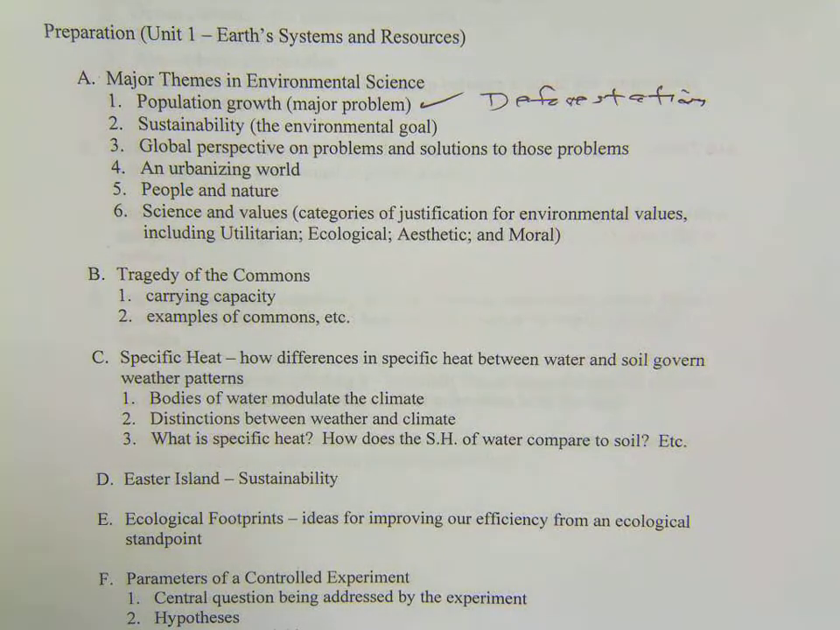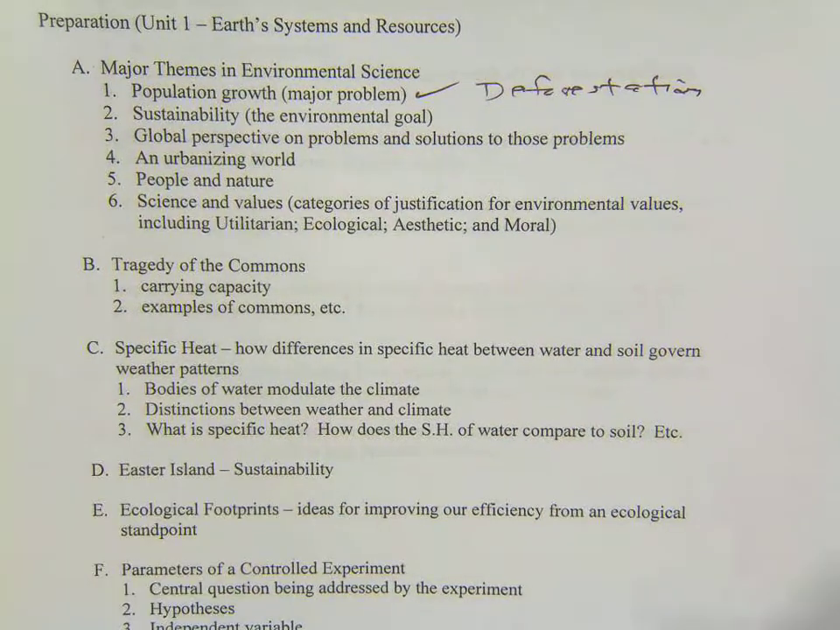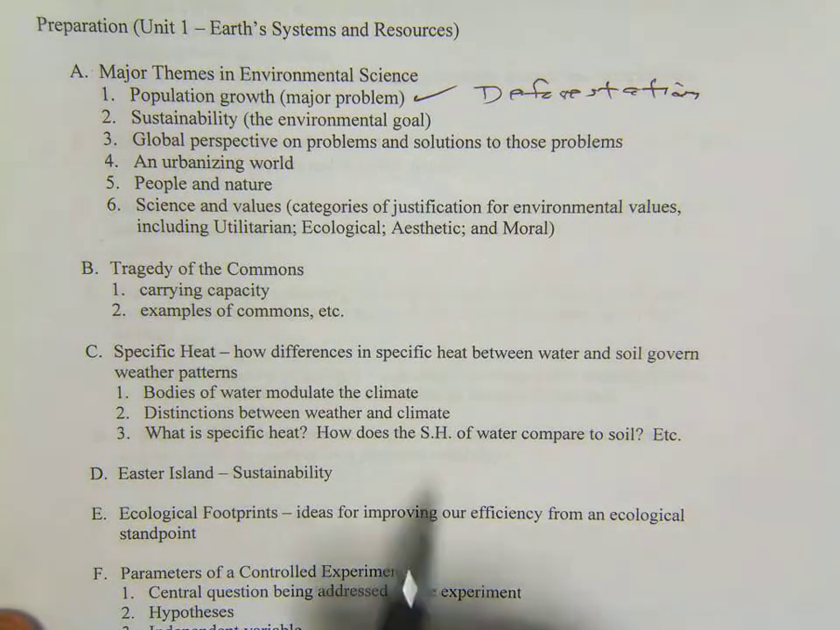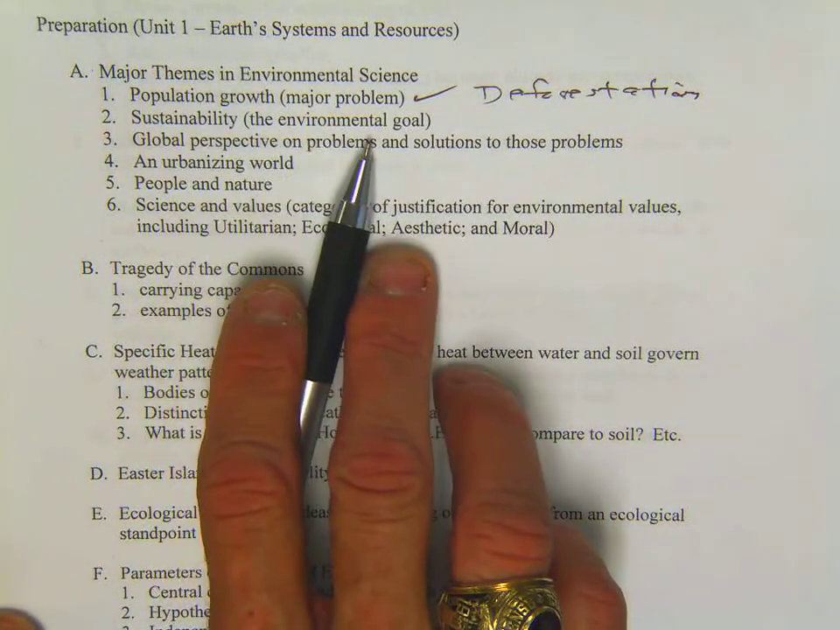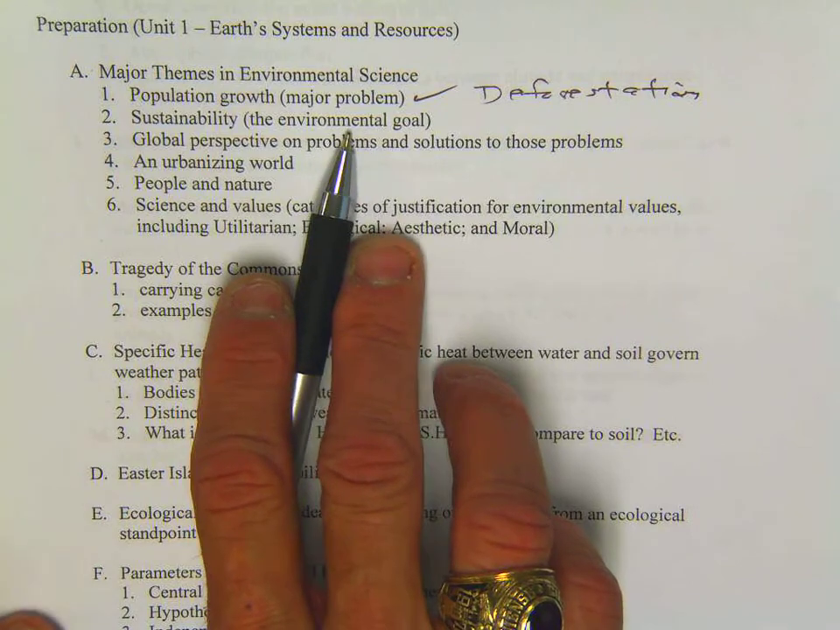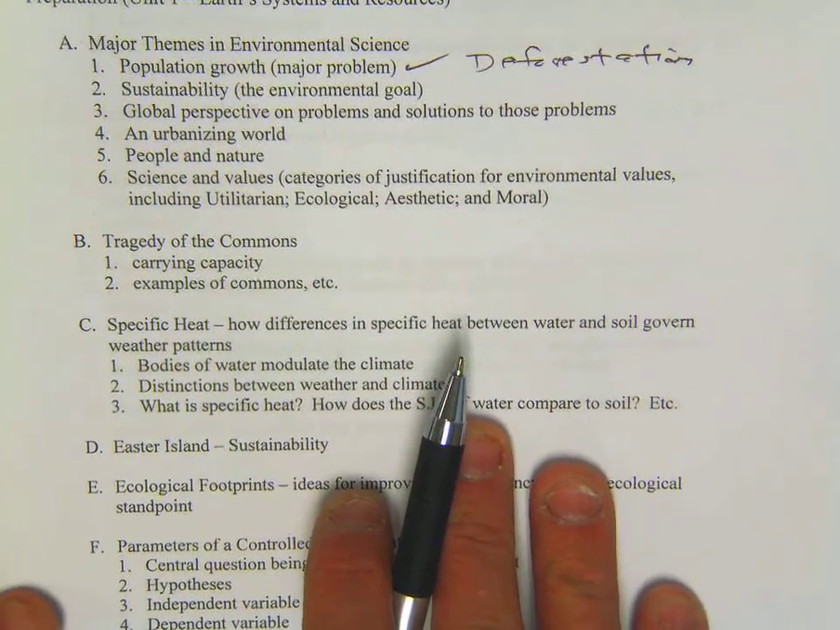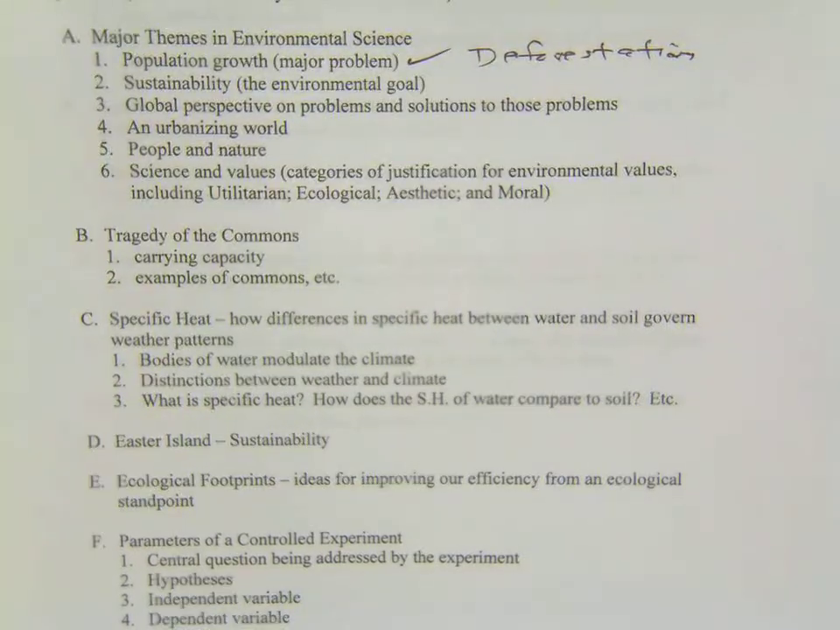The deforestation leads to severe problems with soil, topsoil loss, soil erosion. Tree loss hurts the cause, if you will, towards global warming, because there are fewer trees to take up the carbon dioxide. Sustainability is the environmental goal. All right, that's the major theme, and we looked at it fairly extensively, I think, in the Easter Island case.